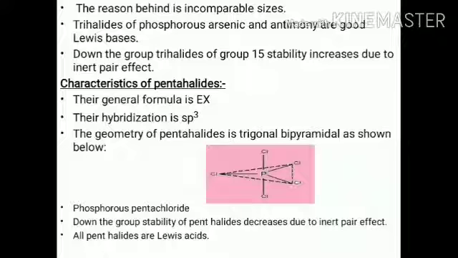Trihalides of phosphorus, arsenic and antimony are good Lewis bases. When we move from top to bottom, basicity increases. Down the group, the stability of the trihalides of group 15 increases due to the inert pair effect. So bismuth trihalide is highly stable; BiCl3 is more stable compared to BiCl5.